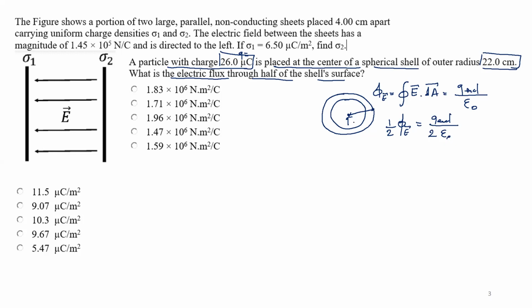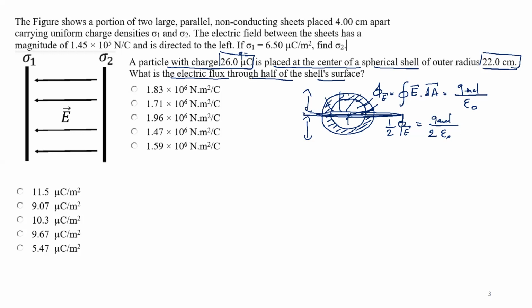This is the full shell. I don't want the flux through the whole shell. I just want the flux through half of the shell. This is the half of the shell, passing through a diameter. This is the first half of the shell, and this is the second half of the shell. I just want the flux here. So this flux is half of the total flux, so half of charge enclosed divided by epsilon naught. Now, what is a charge enclosed?